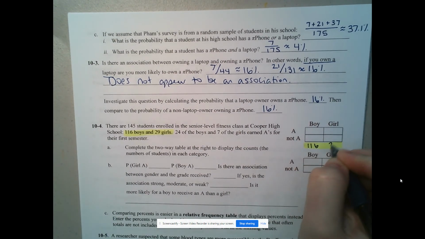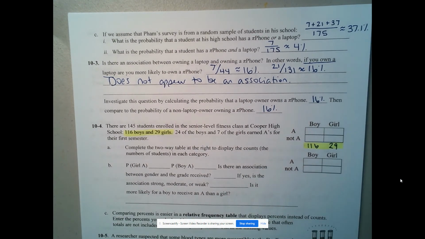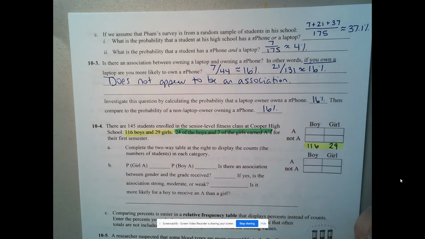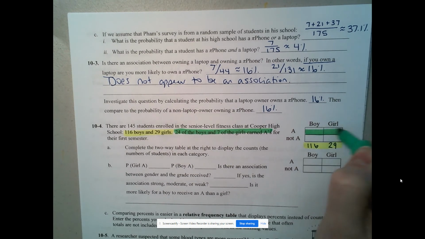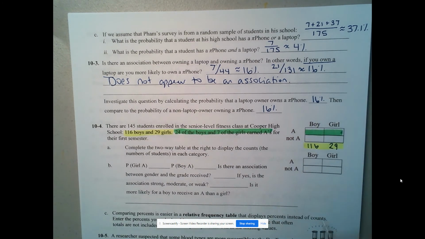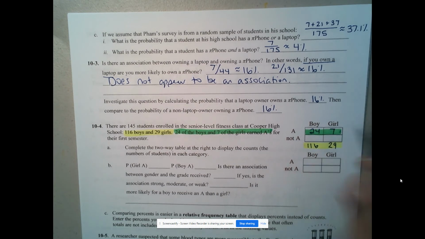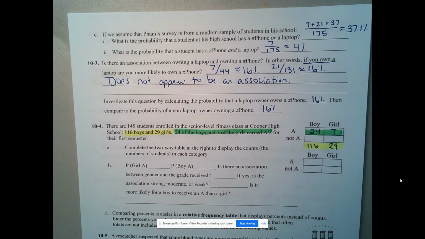116 boys, 29 girls. Then you also want to look at 24 of the boys and 7 of the girls earned A's. So that's going to be up here, boys and girls who earned A's. So that would be 24 boys who earned an A and 7 girls who earned an A. Complete the two-way table first. So before we do anything else, we need to fill in the rest of the data.